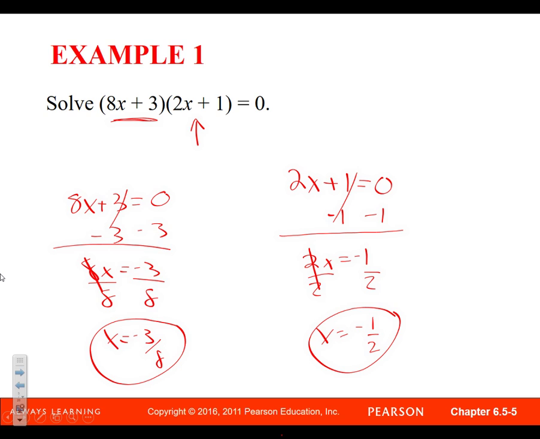Questions here? Got it? That is a really cool idea, right? So we just solved that by factoring and just solving simple linear equations. Algebra 1.